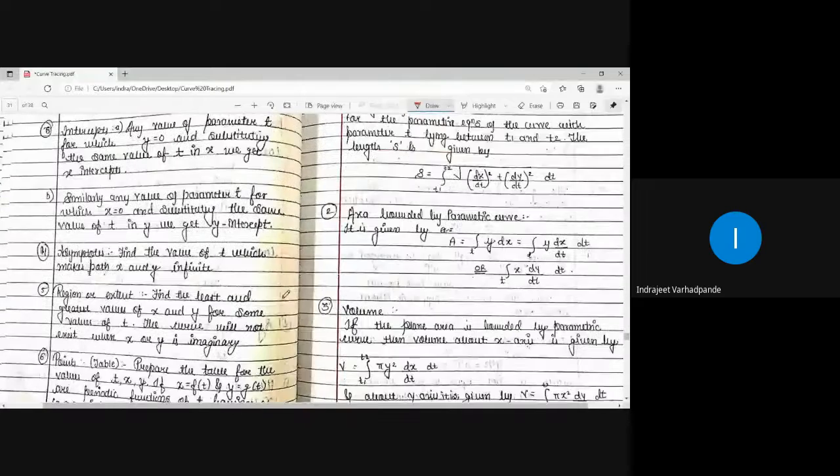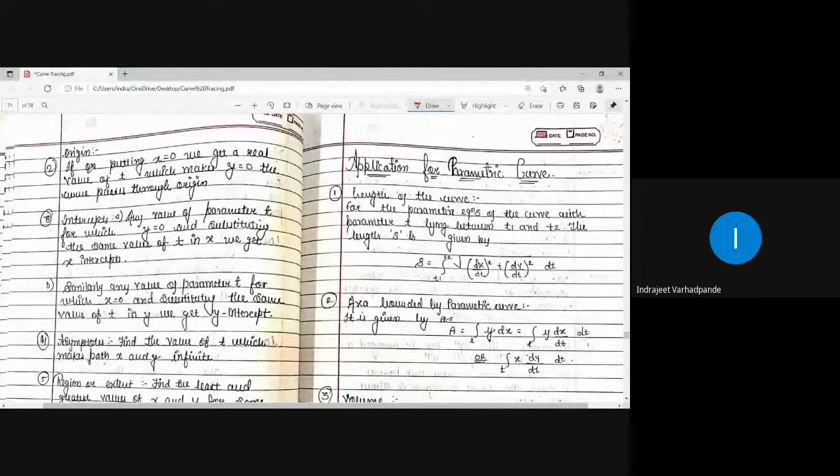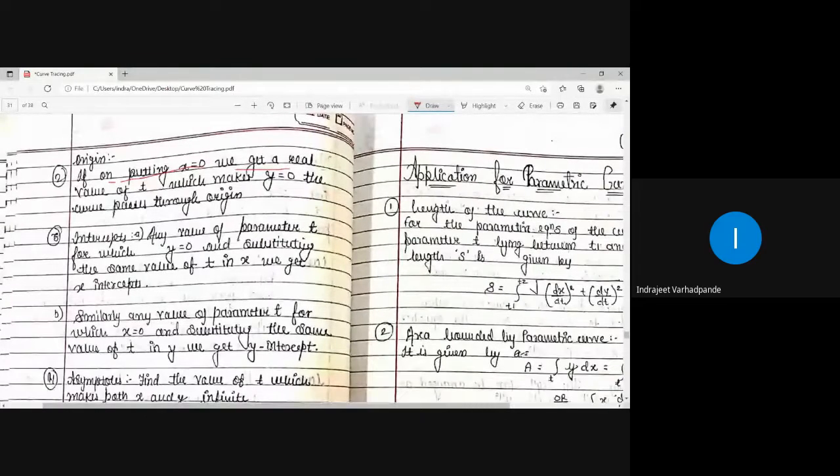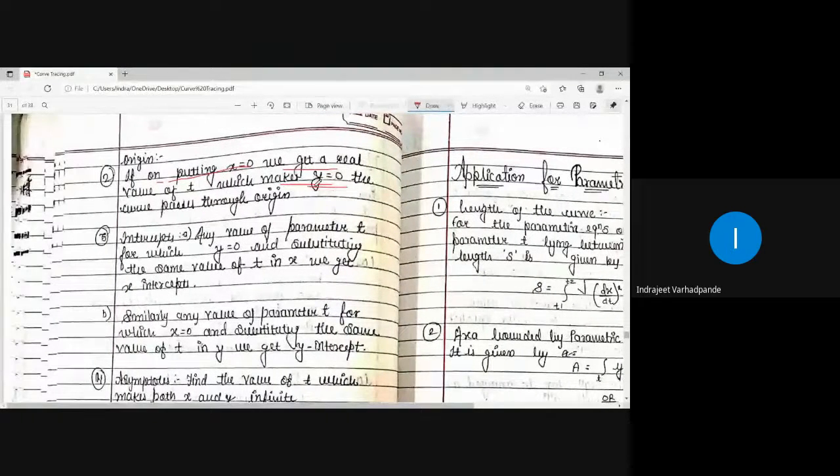Third is origin. What does this point say? If on putting x equal to 0, we get a real value of t which makes y equal to 0, then the curve passes through the origin. On putting x equal to 0, whatever value we get for the parameter t, which makes y equal to 0, the curve passes through the origin.